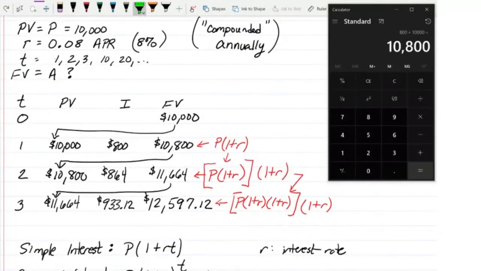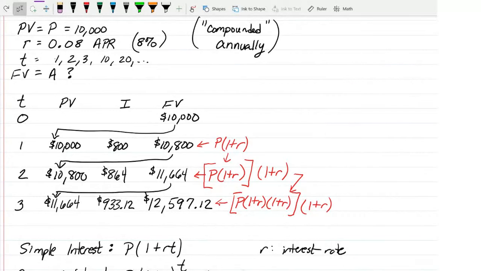That wasn't so bad. Now, this is where the compound part comes in. Rather than adding another flat $800 for year number two, I'm going to recalculate it, rolling in the final balance from the previous year into the new present value. So that 10,800 comes down to the next year. So this is now the amount that I'm going to calculate with. So even though I'm earning the same 8% interest during year two, that 8% is bigger because the PV is bigger in year two.